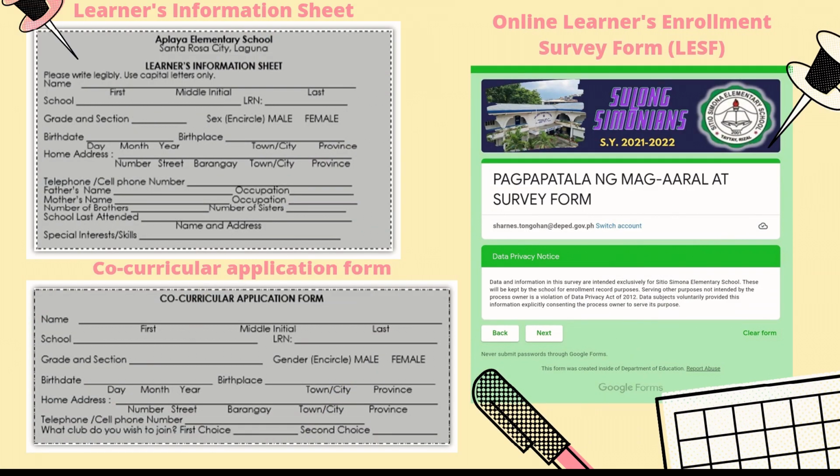And here are some of the common types of school forms. There is the Learner's Information Sheet, Co-Curricular Application Form, and Online Learner's Enrollment Survey Form.